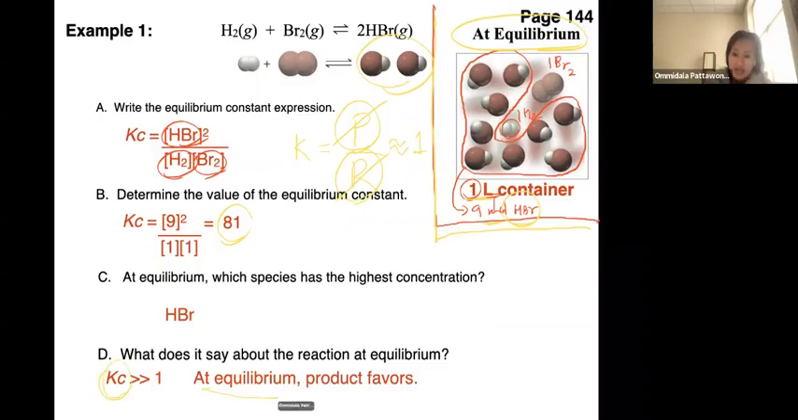But at this equilibrium, you are going to end up with more of the product than the reactant. So we can say that at this equilibrium, the product is favored. So product is favored, or product predominant, at this point.